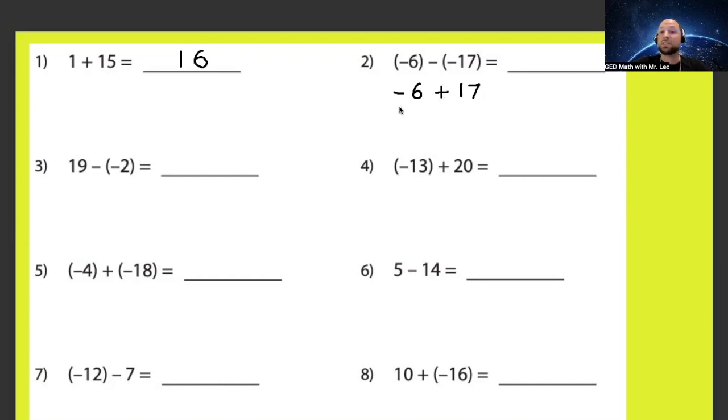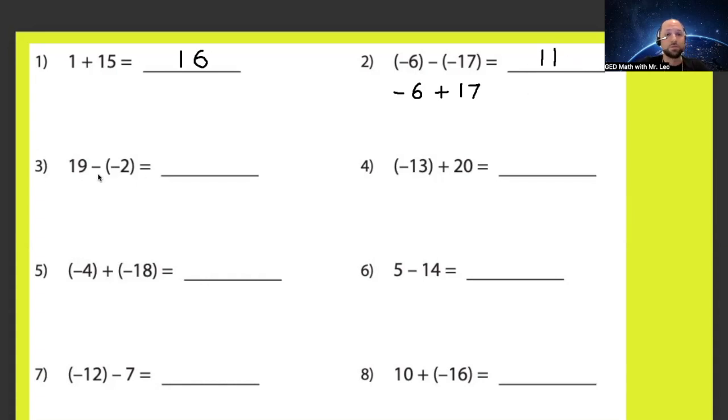Now, these signs are different, so we're going to subtract to find the difference. 17 take away 6. Let's start with the larger number. 17 take away 6 is 11, and we're going to keep the sign of the larger number. The 17 is bigger, it has the plus, so we're going to keep the answer positive. I'm going to put an invisible plus sign there. You know that every number by default is positive.